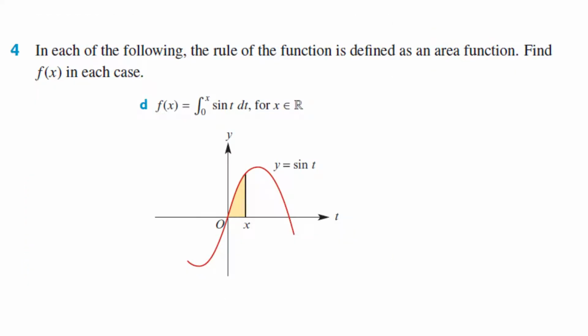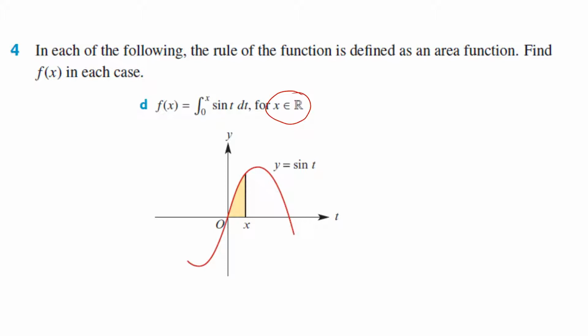Okay, so let's finish off with this particular example. The rule for the function is defined as an area function. We're defining it for any value of x, both positive and negative. So we'll think about the ramifications for that in a minute, which are quite interesting.